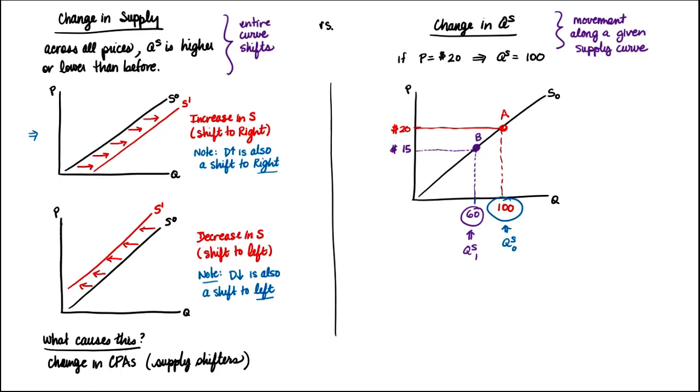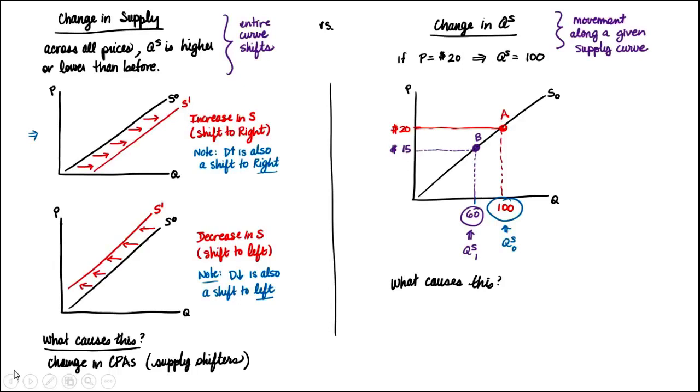So we need to ask the question, what would cause this? What causes quantity supplied to change? Well, what caused this right here? Wasn't it caused by this? So it's caused by a change in price.